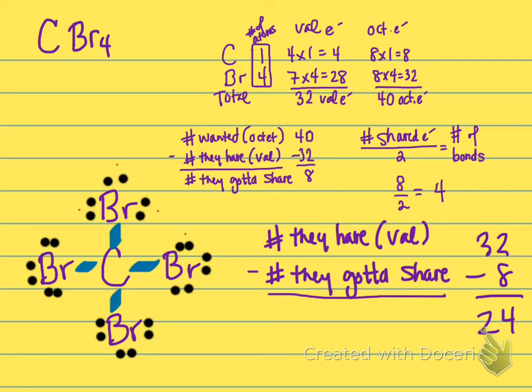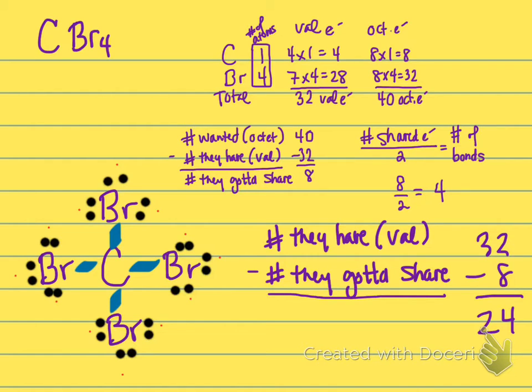2, 4, 6, 8, 10, 12, 14, 16, 18, 20, 22. Hey, guess what? 24. That's a completed Lewis structure for carbon tetrabromide. Now, when we've completed any Lewis structure, it's really useful to just do a little double check.